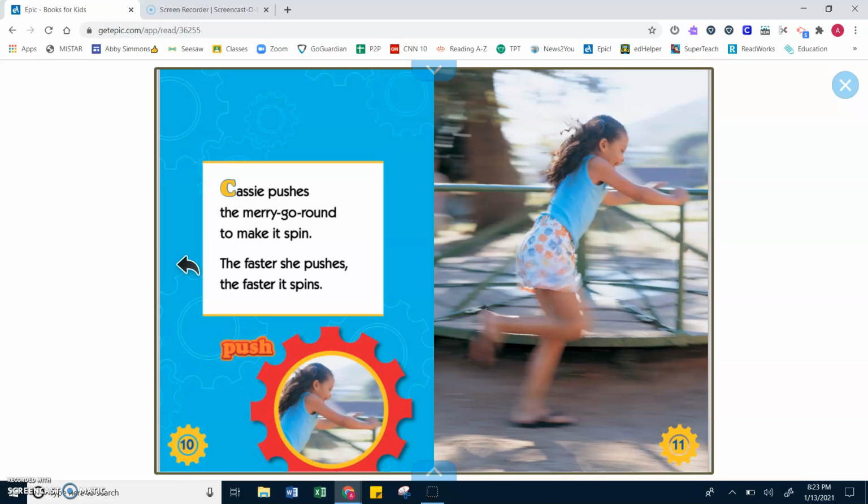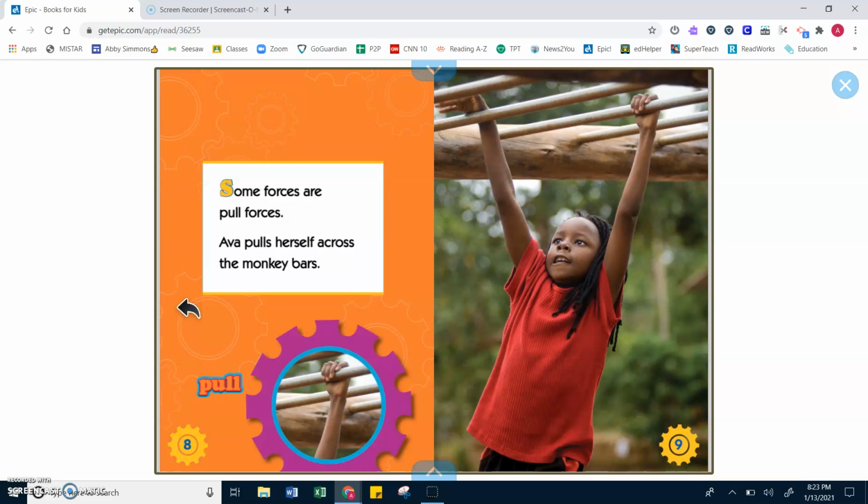Cassie is doing what to the merry-go-round? Is she pushing it or pulling it? So if you look at the picture, is she pulling it toward her or is she pushing it away from her? Pushing. Next we have pull. This picture is a little bit confusing. Is she pushing the monkey bars away from her or pulling them? And I gave that one away already. She pulls them toward her.